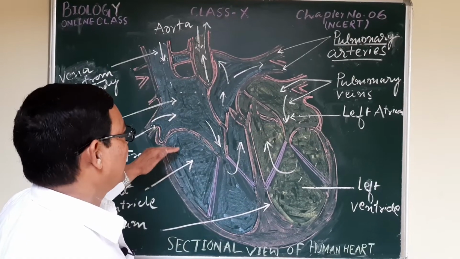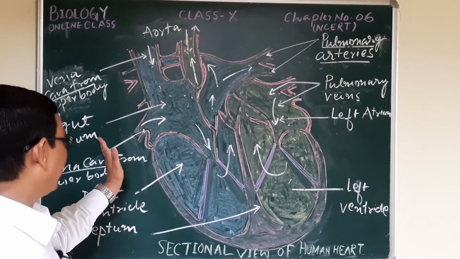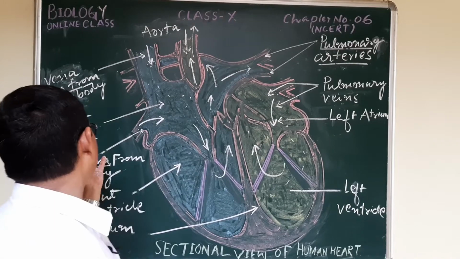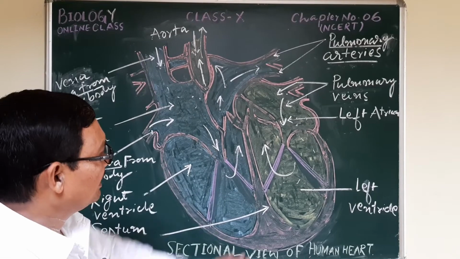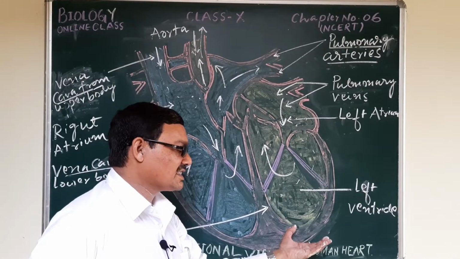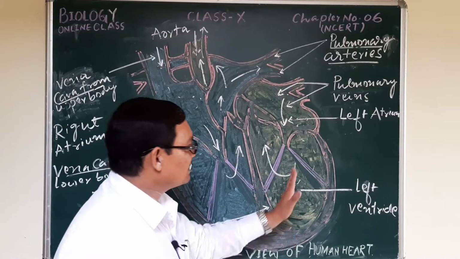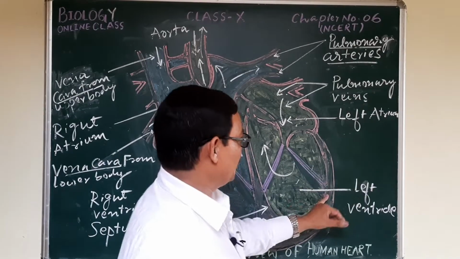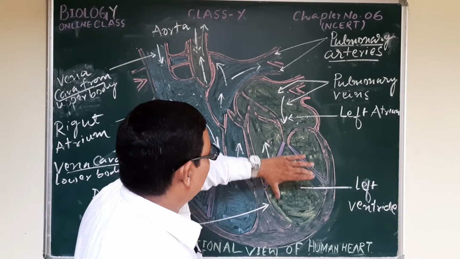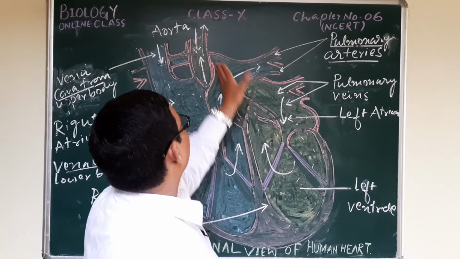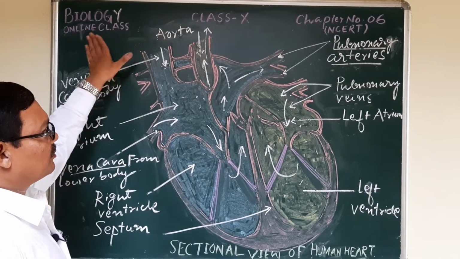The upper two chambers, whether it is the left or the right auricle, are the receiving chambers. Similarly, the lower chambers, whether left or right, are the distributing chambers. That means the blood will be distributed from these chambers. Where will it go? The oxygenated blood from the left ventricle, via the aorta, will go to the different parts of the body.